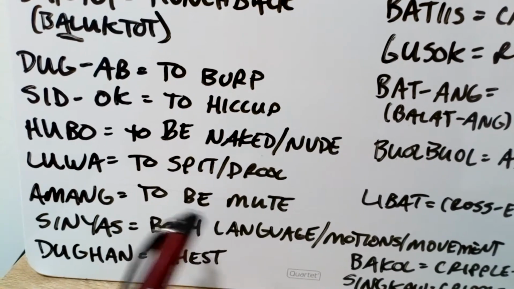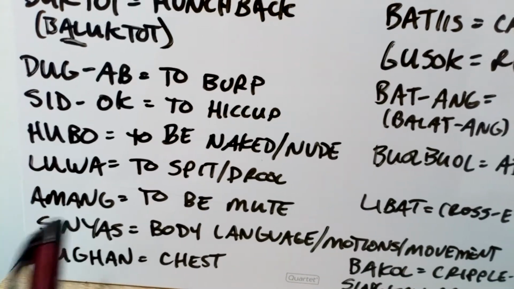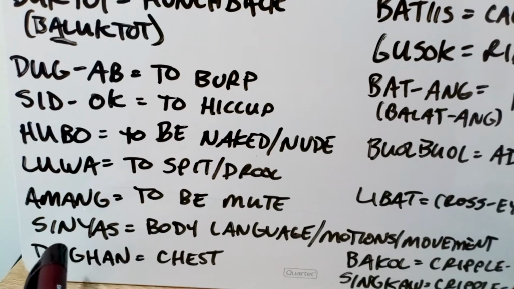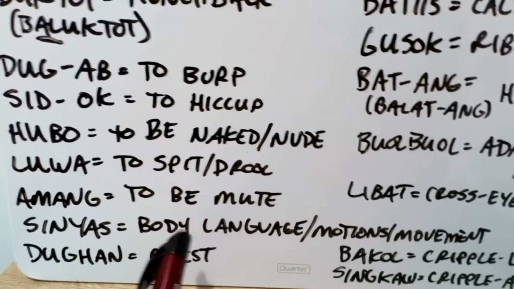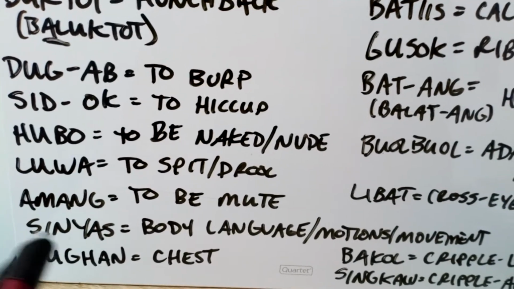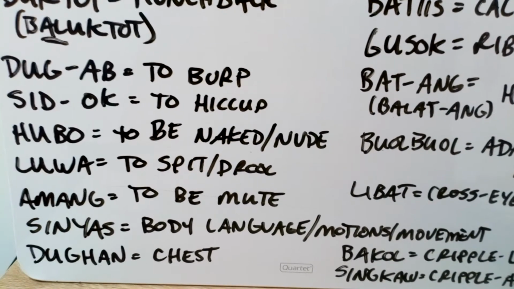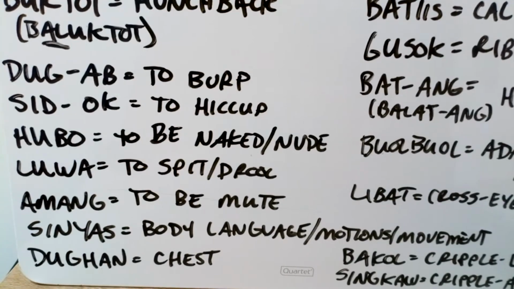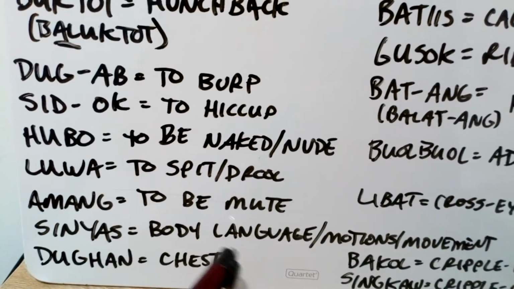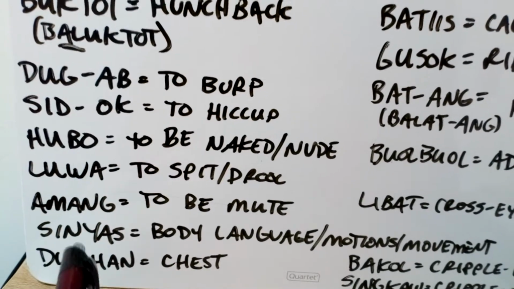And there's some people who can't speak. We call them amang, right? Amang. And they're mute. They can't speak. So what do they do? They use sinyas, and that's body language, motion, or movement. They move their arms, their body, their legs, just to give a hint or a signal to what they want to communicate and convey, right? So sinyas. Sinyas is that body language that people use.